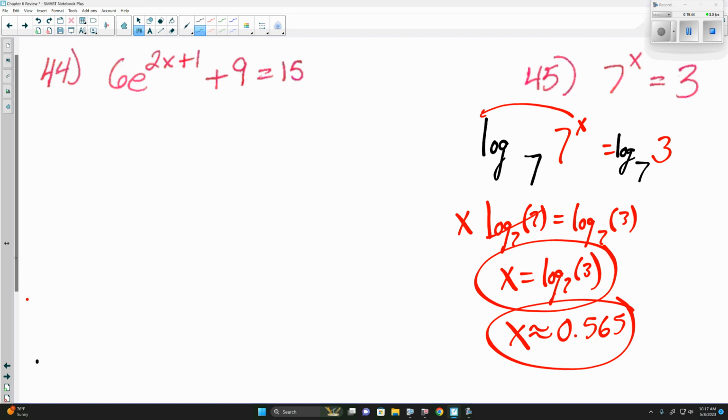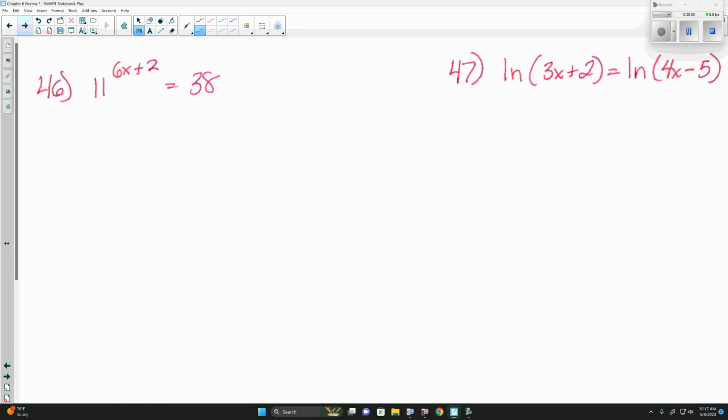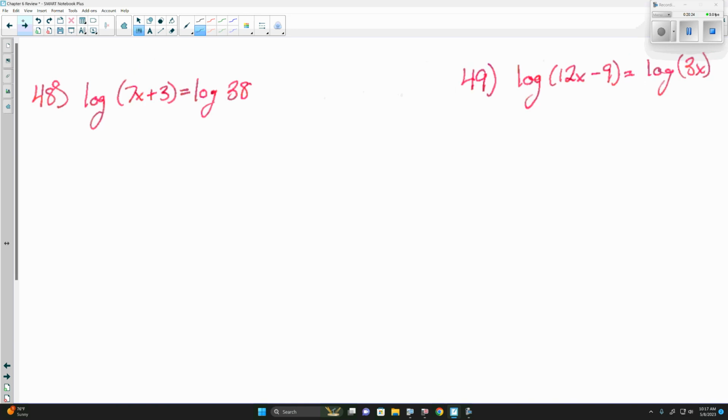Any questions on 45? Any questions on anything we've done so far? Questions on 46 or 47, or either one of those that you want to see work. We good with 46 and 47? Okay. Questions on 48 or 49? Or either one of those that you all want to see worked?